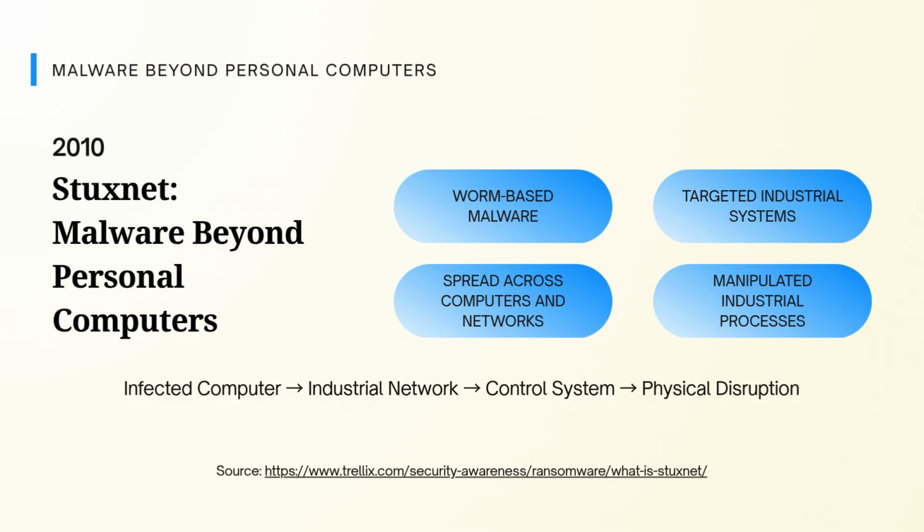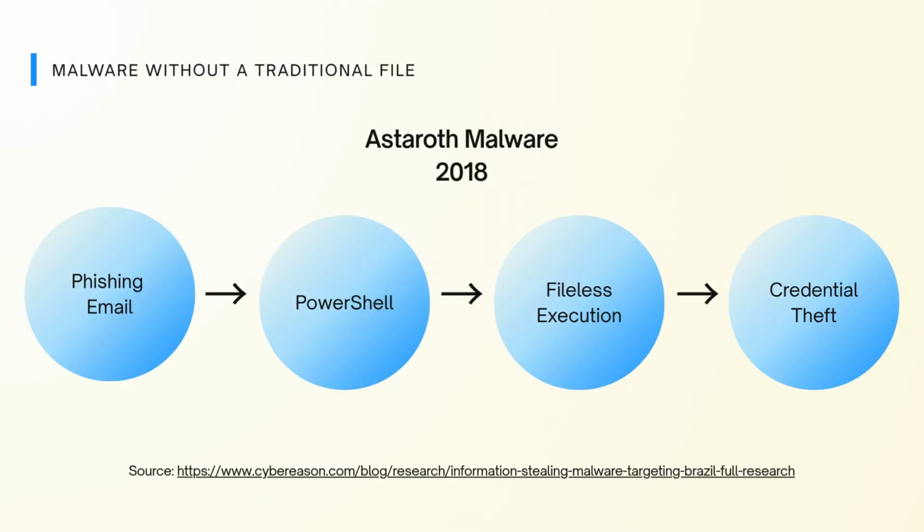To make the traditional side concrete, I looked at Stuxnet from 2010. It was worm-based malware that targeted industrial systems specifically. It spread across computers and networks like a normal worm, but its real goal was to manipulate industrial processes, meaning it went beyond stealing data and caused physical disruption to equipment.